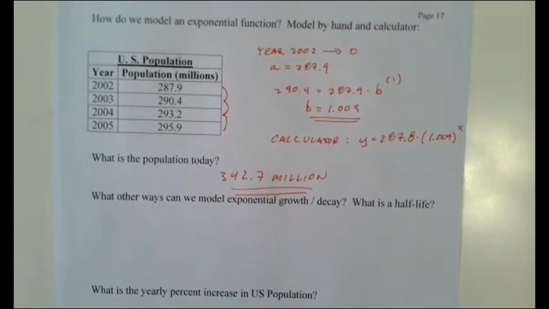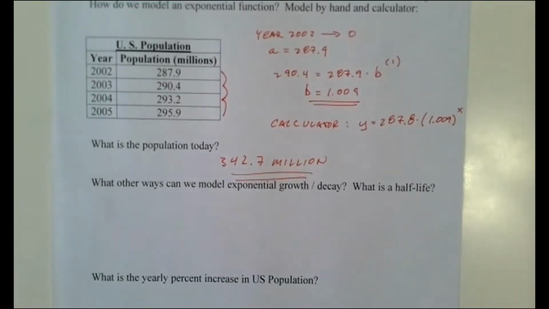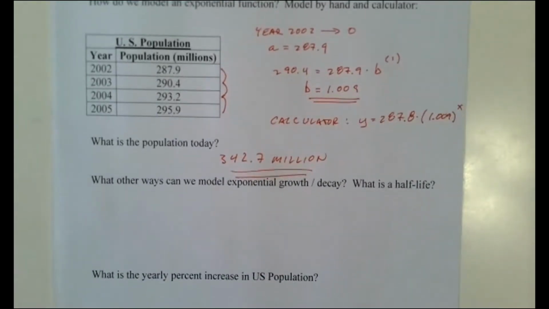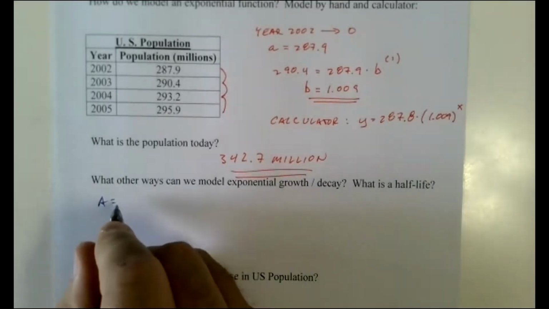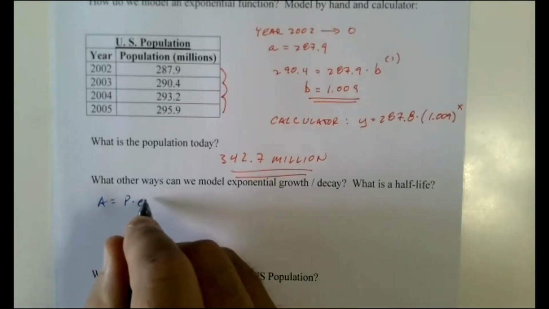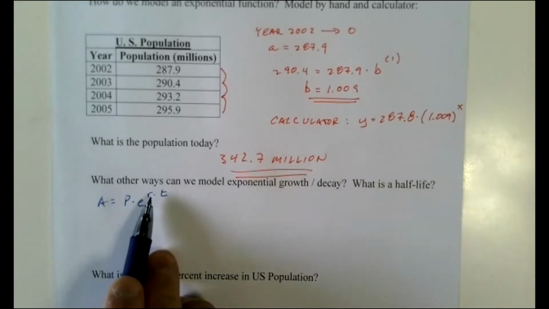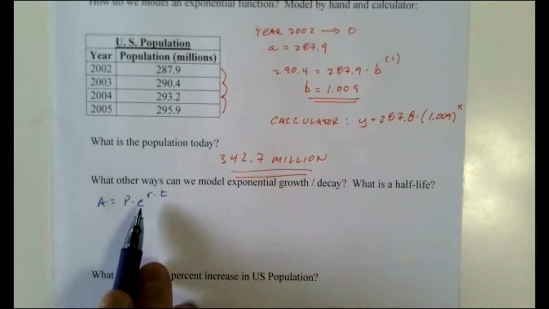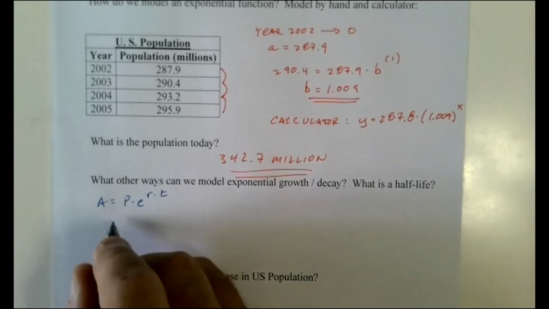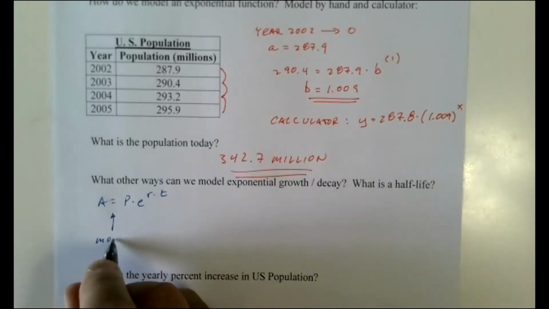Oh, so what other ways can we model exponential growth and decay? What's a half-life? Well, a lot of you have seen this. Area equals PERT. So this is an exponential growth, but we can make this negative. We can change this value and just tie that whole b value into an e to the r. A lot of people like this because e is easier to work with once you get good at it. So we'll come back to this.